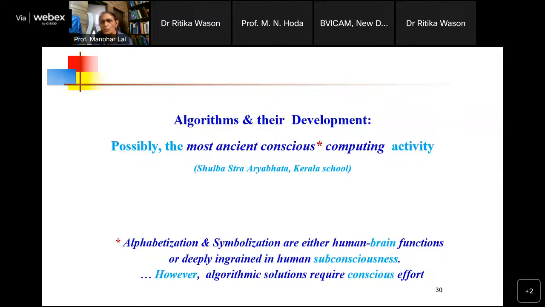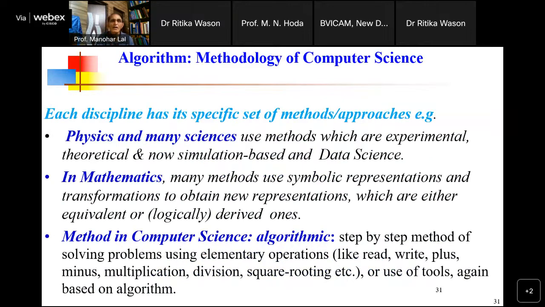Algorithms are possibly the most ancient conscious computing activity. Just now I said alphabetization or speech and symbolizations are very primitive, but they are unconscious activities. They are either brain functions or deeply ingrained in our subconscious. However, algorithms have been developed through conscious efforts of human beings, so they are the most ancient conscious computing activity.